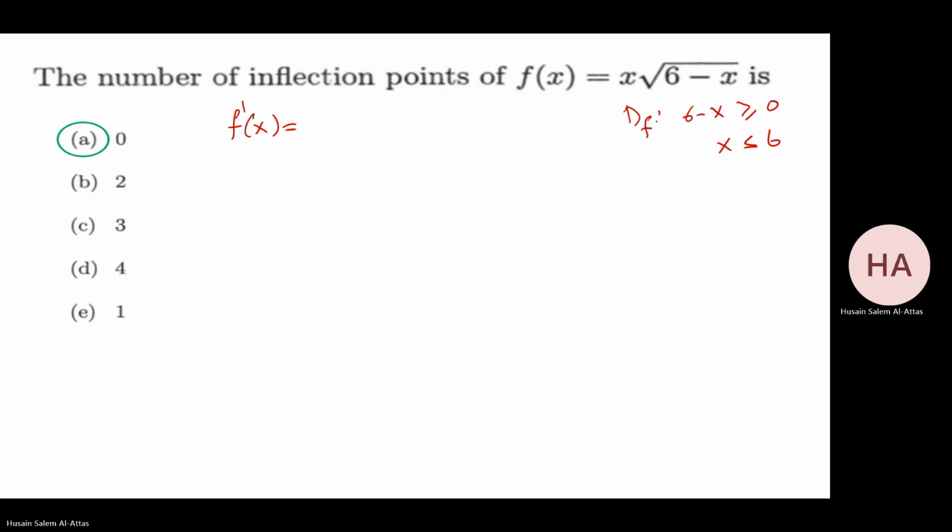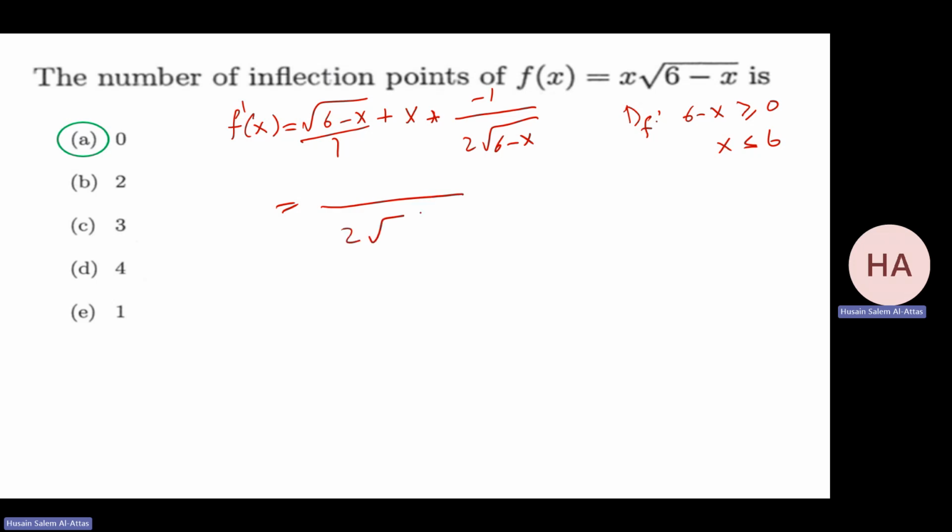The derivative of the first is 1 times the second, plus the first times the derivative of the second, which is over 2 square root 6 minus x, minus 1. And let's simplify. That would be 2 square root 6 minus x. That would be 2 times (6 minus x) minus x. That would be what? 12 minus 3x over 2 square root 6 minus x.